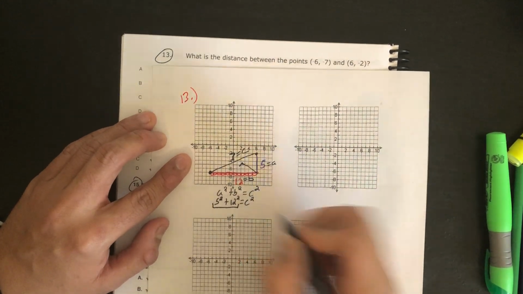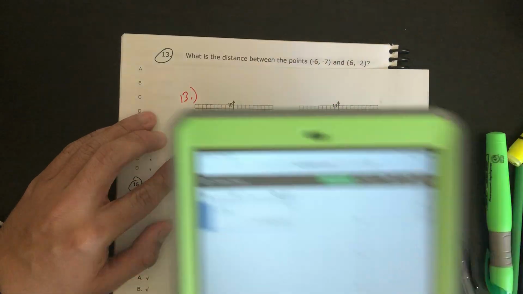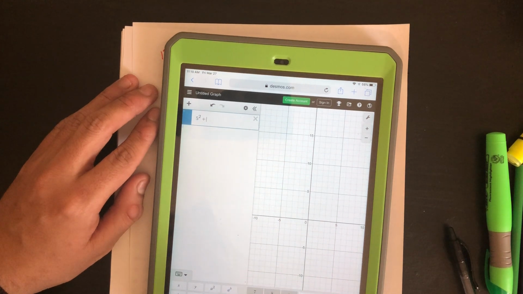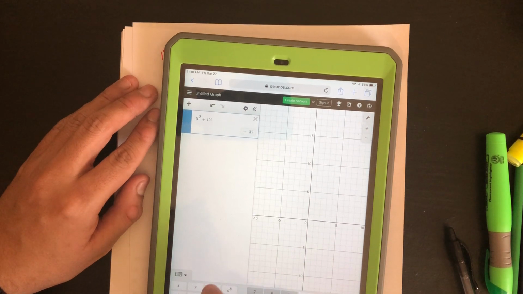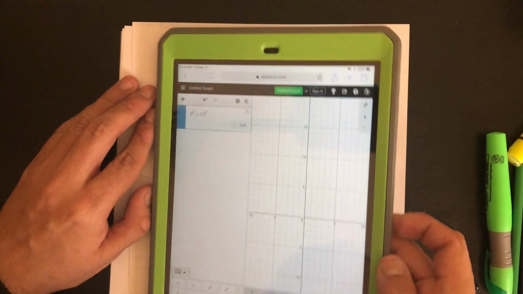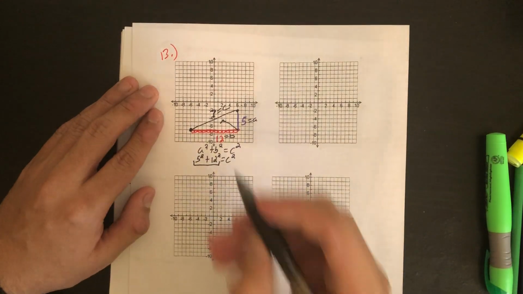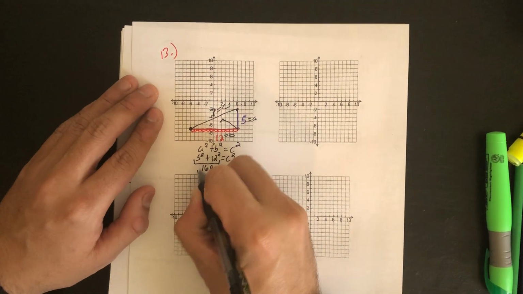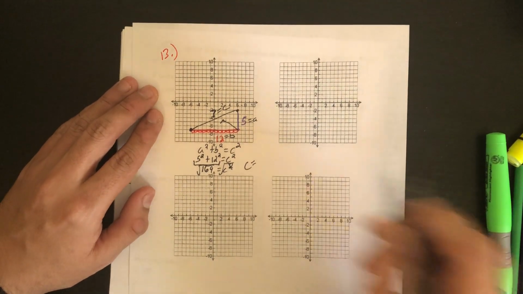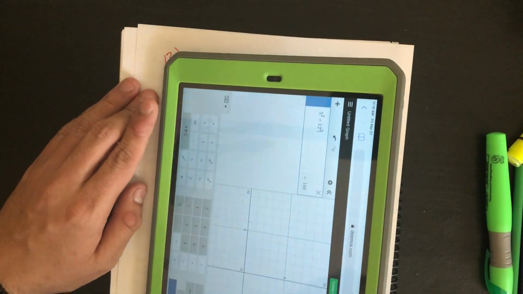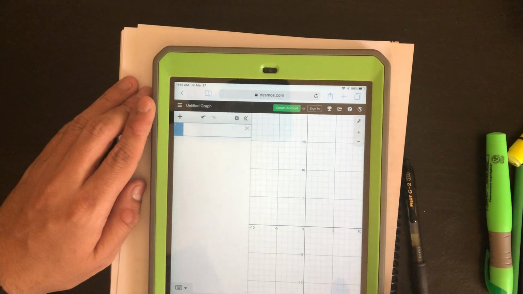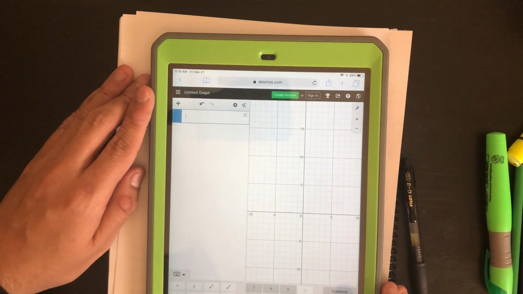Now using Desmos, I'm going to figure out what 5 squared plus 12 squared is, and that gives me 169, equals C squared. Now the opposite of a square is square root. So the square root of 169, you should already know this because this is one of the square roots that we talked about back in Unit 5A.